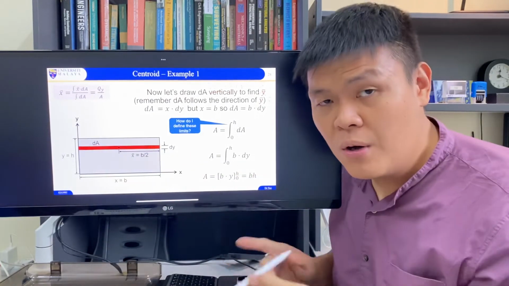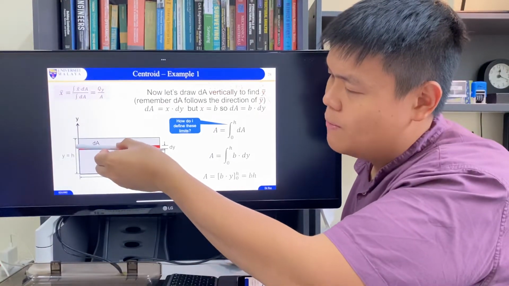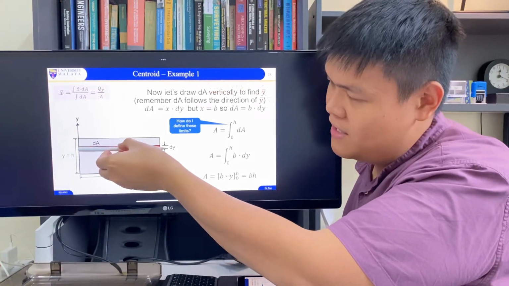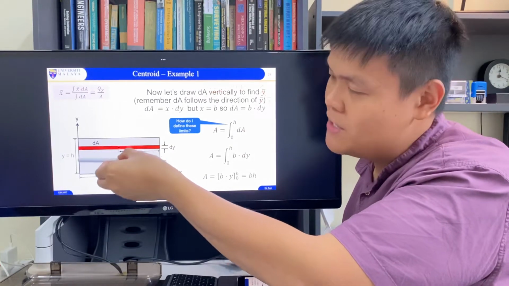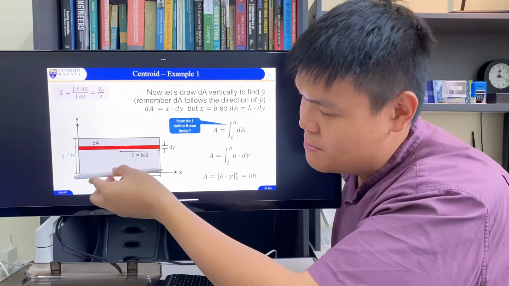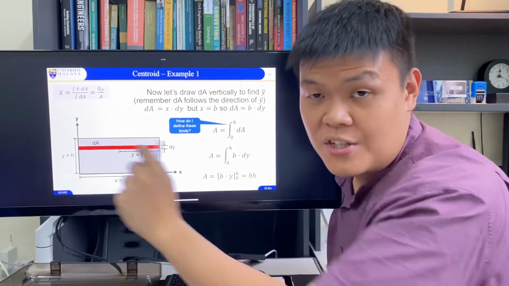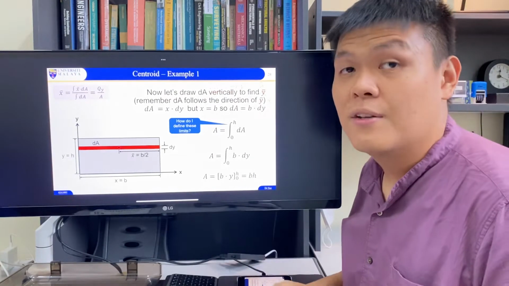To sum up all of these small areas, you take one plus another one, another one, another one, and you see it just goes up and down like this. That's why we take from 0 all the way up to h here. This is h, all right? So that's how we define those limits.